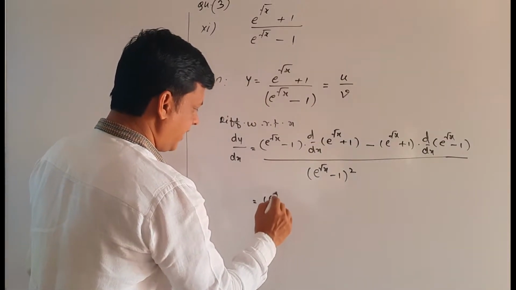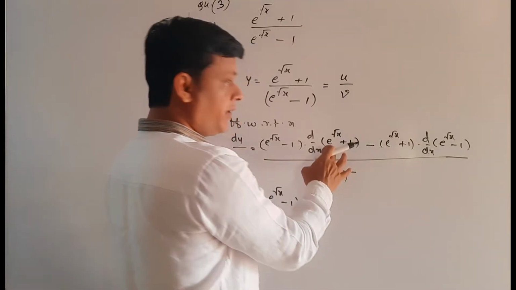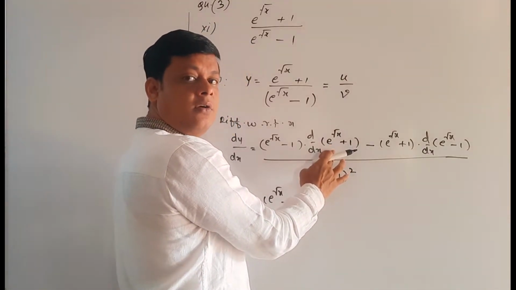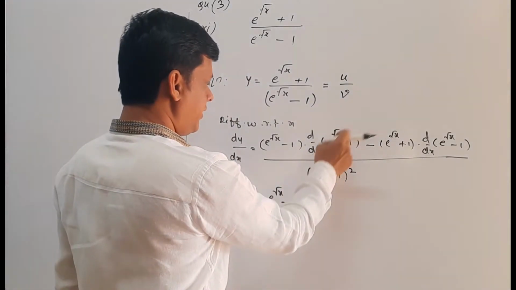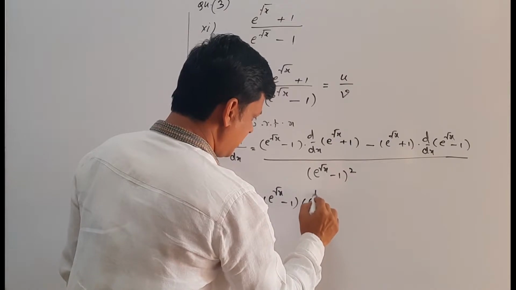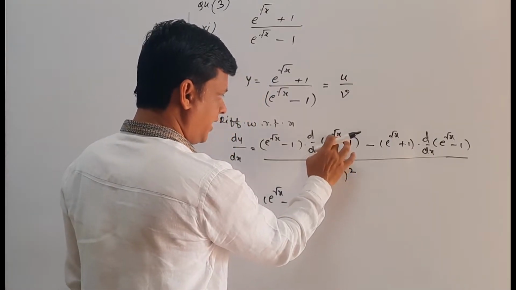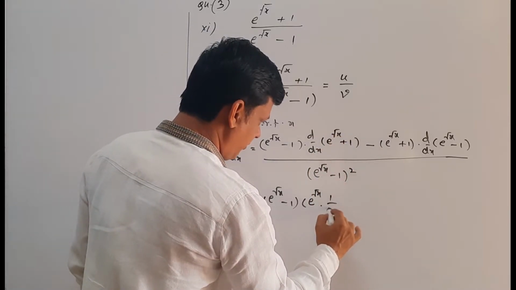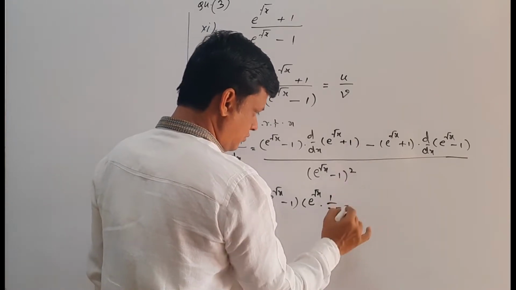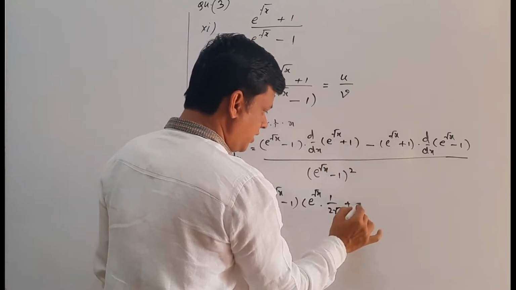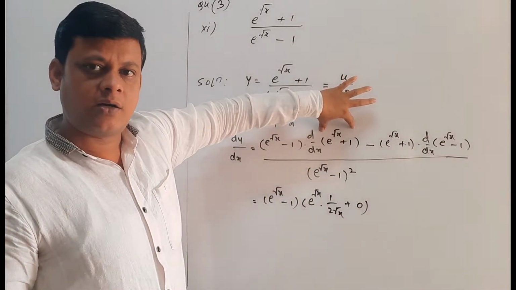Now keep the first bracket as it is, e raised to the power root x minus 1, into the derivative of e raised to the power root x. So we write the derivative of e raised to the power root x as e raised to the power root x. Now this is a composite function, so we have to find the derivative of root x, which is 1 upon 2 root x, into, plus the derivative of 1 is 0. So we find here the derivative of the first term plus the derivative of the second term.